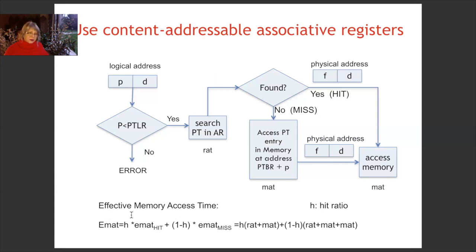So if we consider the effective memory access time, assume that the ratio of finding a page in the associative register is H. With that ratio, the corresponding entry of the page table is in the associative register, so effective memory access time for the hit should be used. And with 1 minus H, effective memory access time for the miss should be considered. So effective memory access time is H multiplied by the effective memory access time hit plus 1 minus H times the effective memory access time miss.